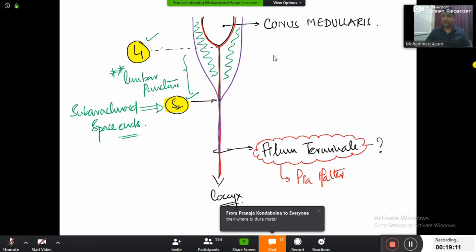Pranaja, where is dura mater? I told you already, this blue colored line is representing both arachnoid and outside you'll be having dura. So you just imagine this is arachnoid plus dura.